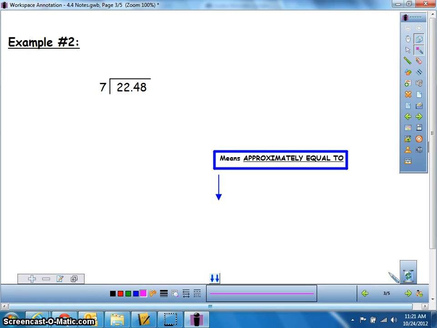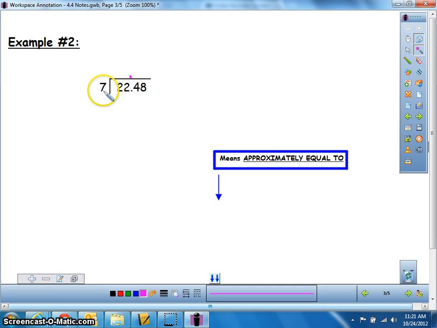For example number 2, now we have 22.48 divided by 7. So our first step is to take this decimal point and move it straight up into where our quotient is. And now we're going to divide like normal.